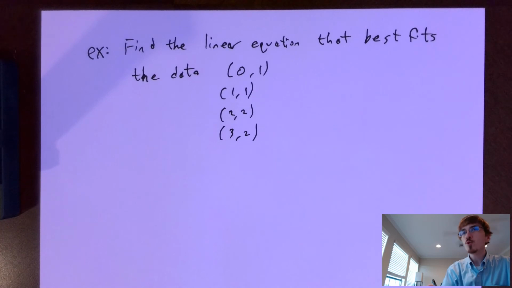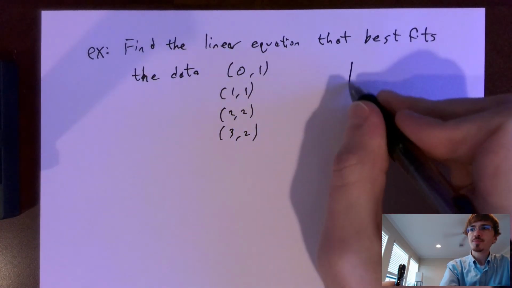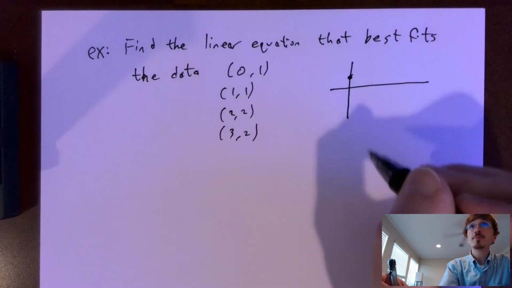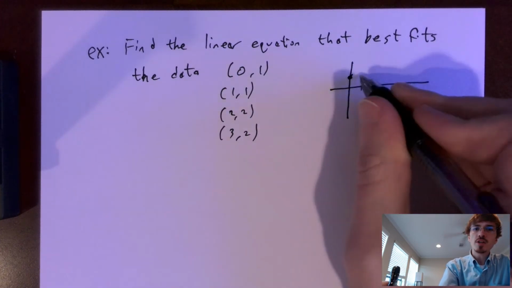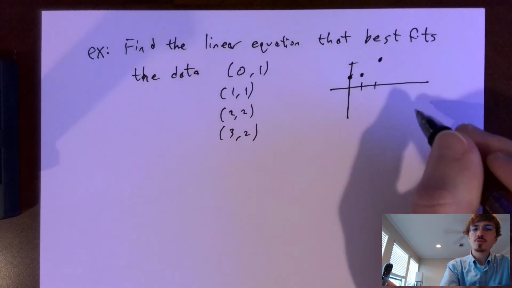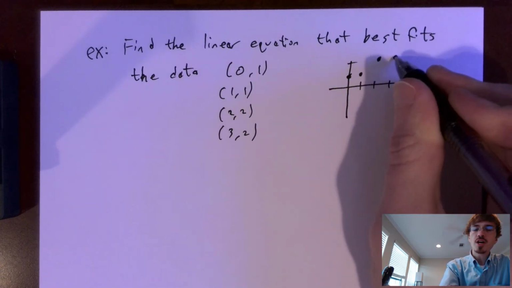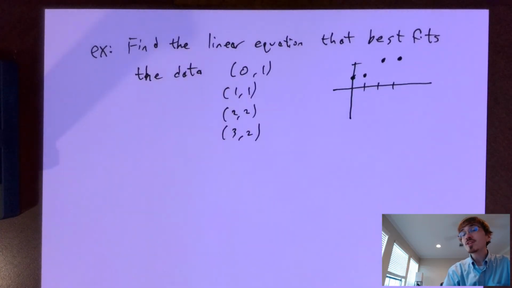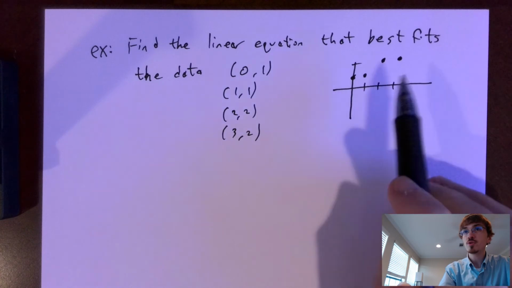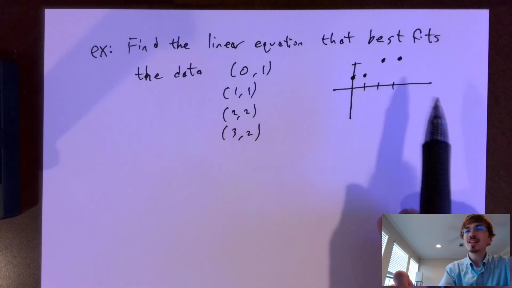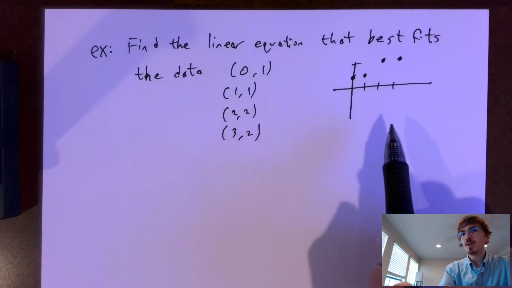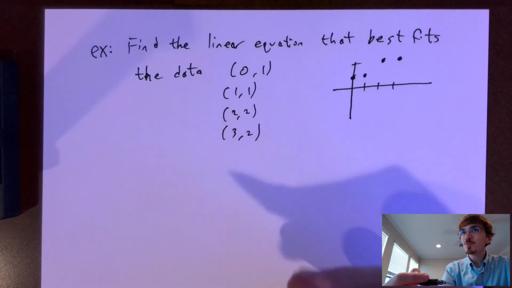So we have these 4 points, and let's plot them, just for fun. Here's 0, 1. Here is 1, 1. Here is 2, 2. Here is 3, 2. And we see that there is clearly no line that passes through all 4 points. So there's no interpolating linear equation such that all 4 points live on the same line. But what's the best that we can do?